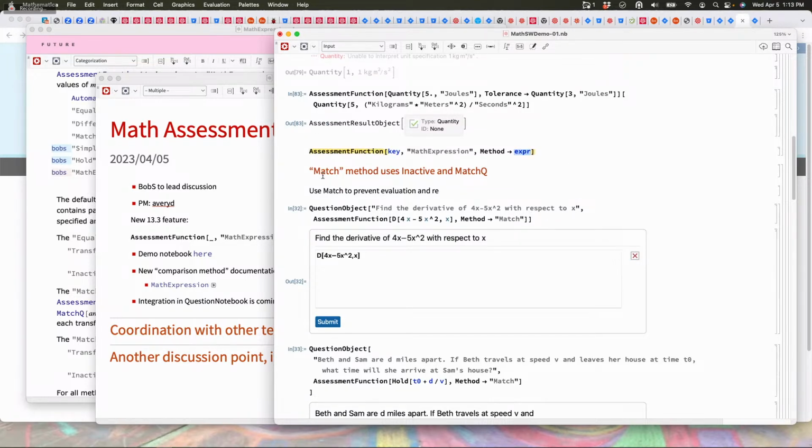And so right now we have two primary methods: what we've called match, and what we've called equal. By the way, do we have people from the Wolfram Alpha math team here? No. We probably should. Bradley, maybe? I don't know.